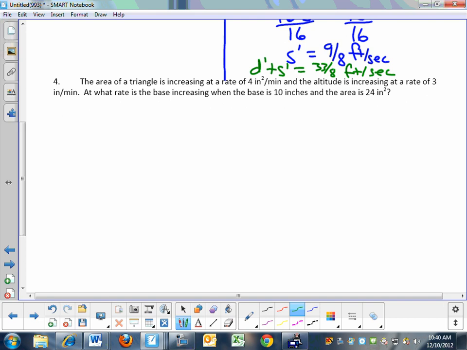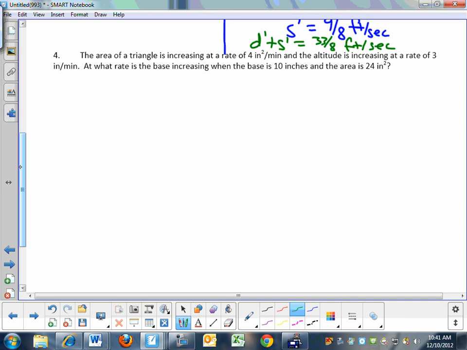The shadow is moving from the post. We take D prime, which was 3, and we add it to S prime, which was 9/8. Because his shadow is moving away from him at a certain rate, but it's also moving from the pole at a certain rate. He's moving, the pole is not, so that makes a difference.